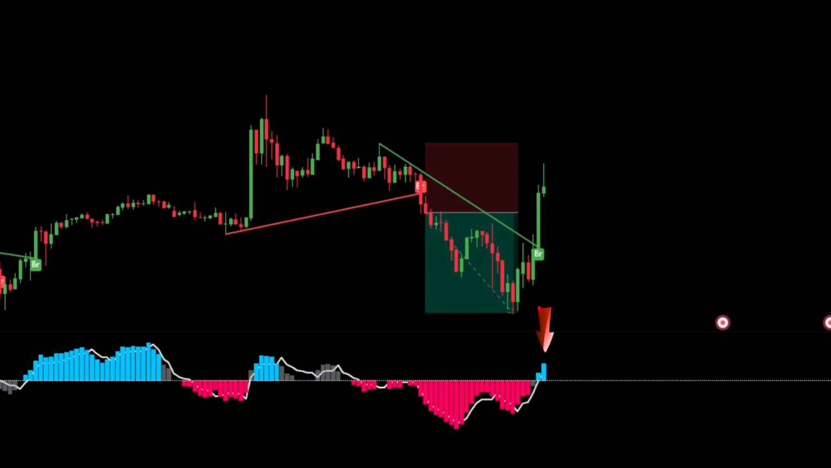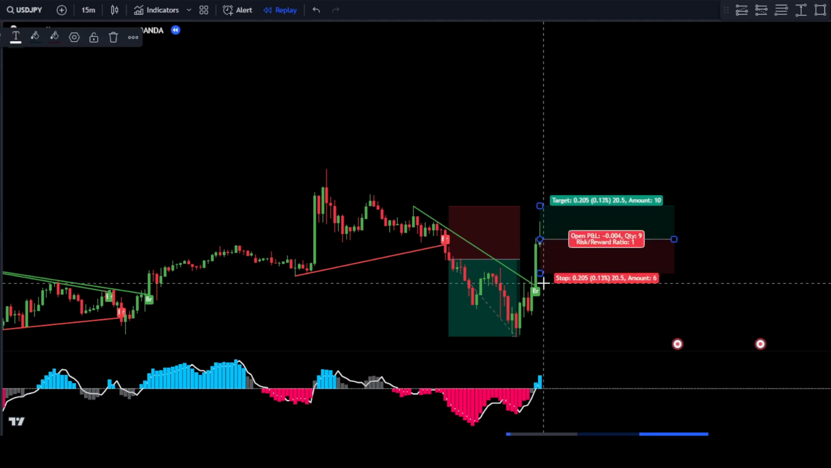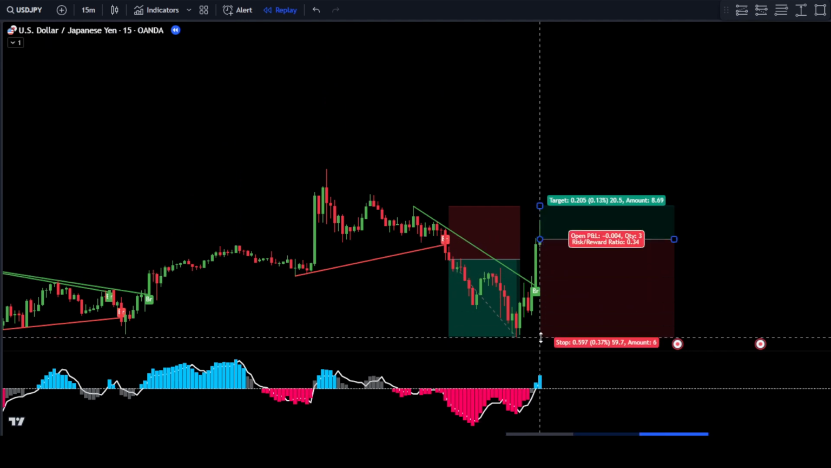Ensure that the QQE MOD indicator bar shows bullish momentum or a navy-colored bar. Next, make sure that the candlestick formed is a bullish candlestick. If the candlestick in front of the breakout signal is not bullish, immediately cancel the buy setup. If all conditions are met, you can place a buy order after the bullish candlestick closes.